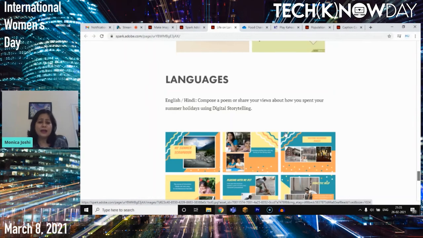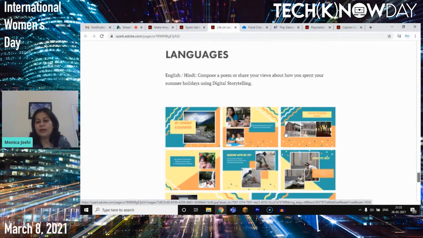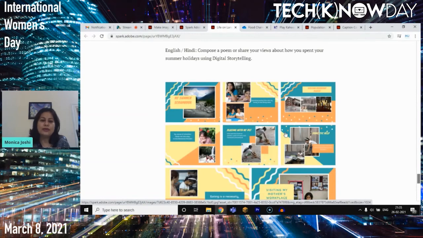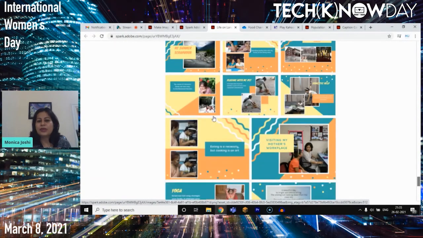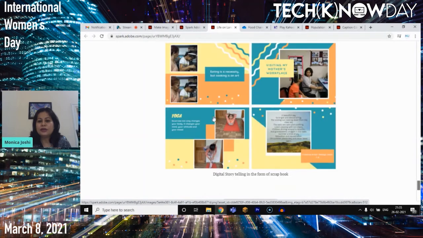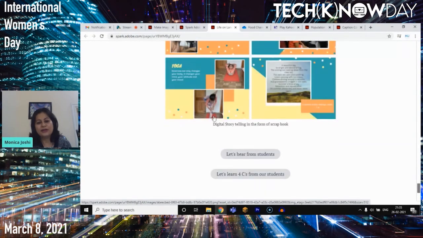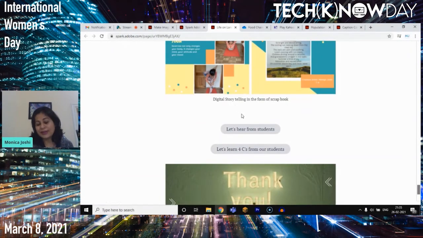And then in the languages, we did digital storytelling. Instead of writing, I shared the example earlier also. So we gave the students creative writing in the form of digital storytelling. So this was one of the scrapbooks created by a student and submitted. Digital storytelling in the form of a scrapbook is always interesting.